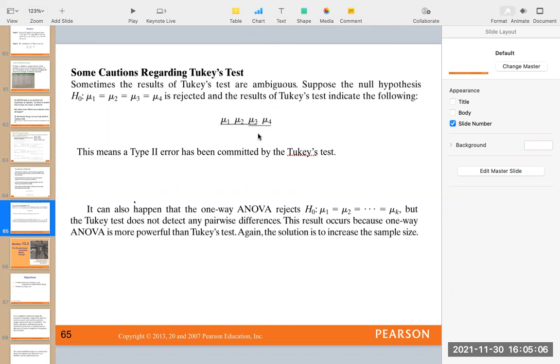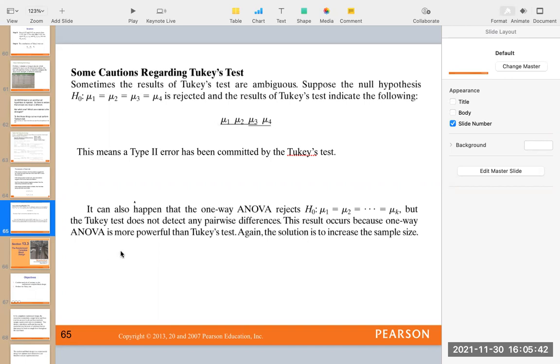So if you have a result like this, then you just say the results are ambiguous, or we don't have conclusive results from this. And it means a type 2 error was committed by this test. It can also happen, they say, that one way it rejects the fact they're all equal, but Tukey's test does not detect any pairwise differences, like I said. So this is Tukey's test, and I hope that you found it very helpful.